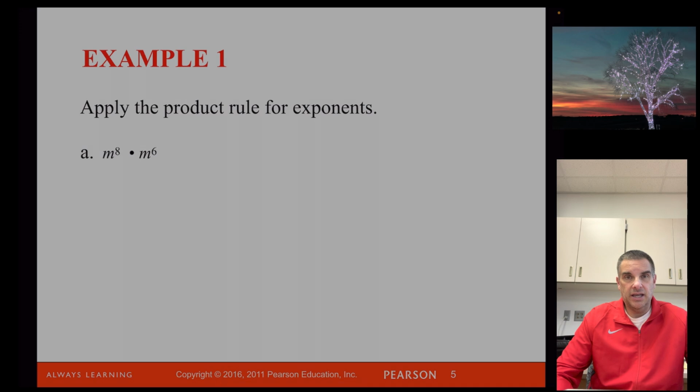So if we apply it, m to the 8th times m to the 6th, they have the same base. Since they have the same base, we're going to add the exponents. 8 plus 6 is 14. We're done. We move on to the next one.